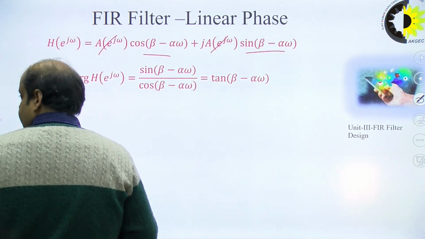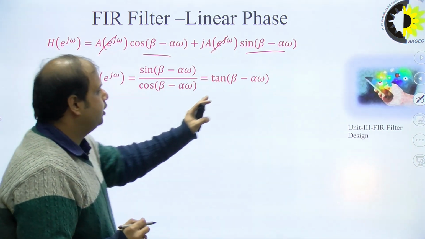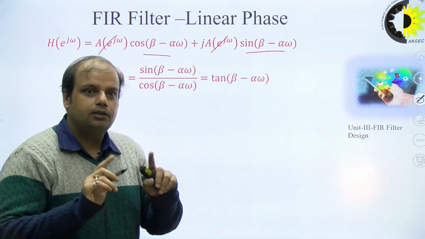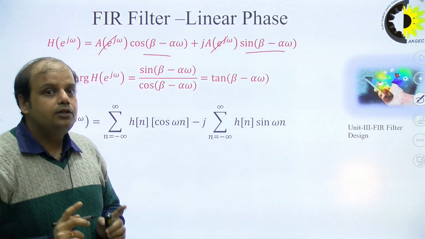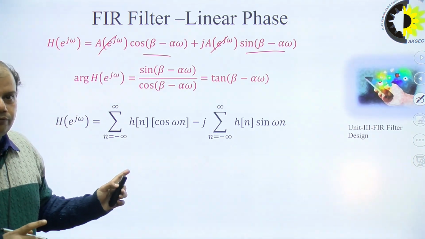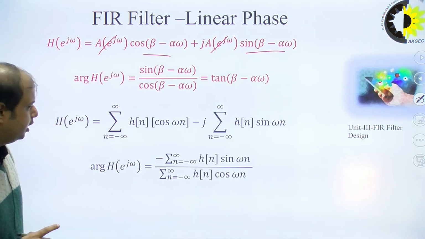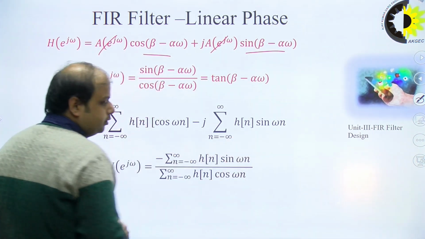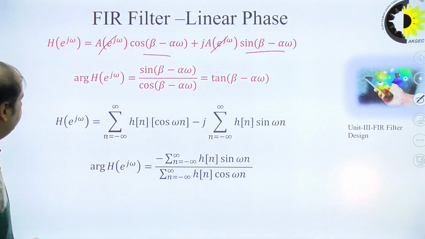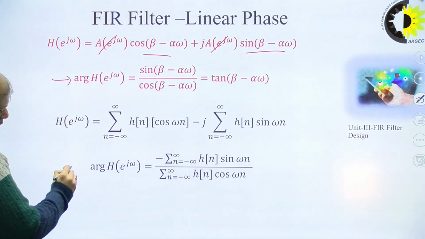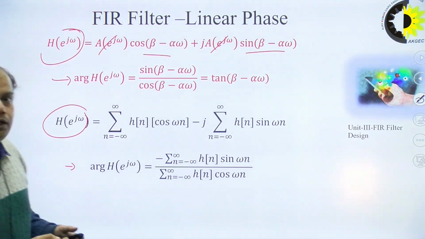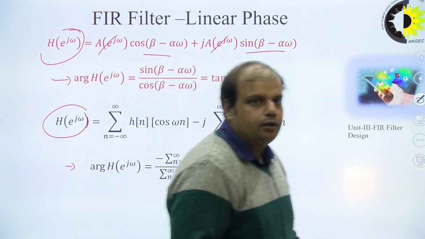So, that is actually equal to sine of beta minus alpha omega, the phase part, when we evaluate using the frequency response which is given. When we use the definition of the DTFT, this again happens to be a ratio of sine by cos. Remember that these two things are equal because the frequency responses are equal. So what can we do? We can equate the two.